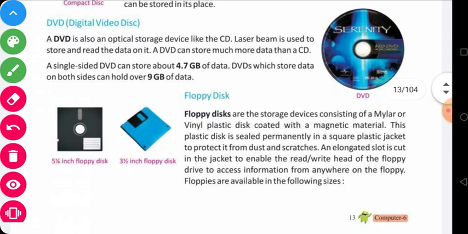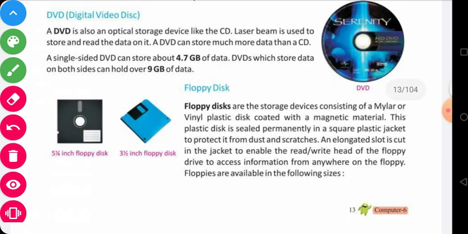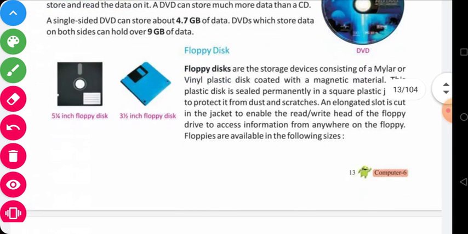Okay, and the next type of storage device is floppy disk. Floppy disks are storage devices consisting of mylar or vinyl plastic coated with a magnetic material. This plastic disc is sealed permanently in a square plastic jacket to protect it from dust and scratches. Okay, in the jacket, to enable the read-write head of the floppy drive to access information from anywhere on the floppy. They are available in the following sizes.